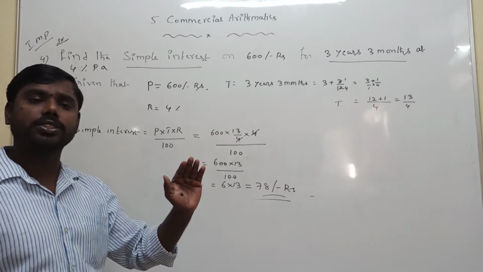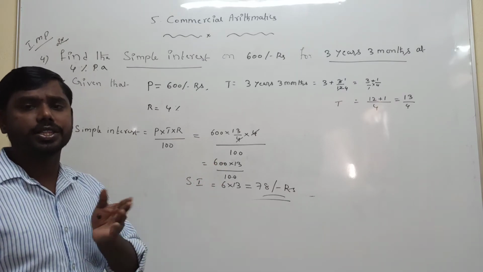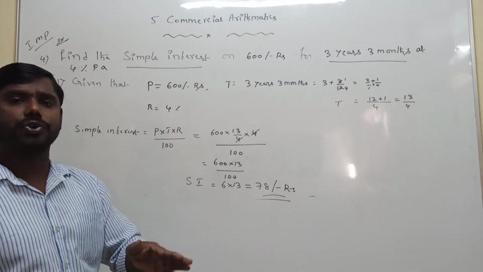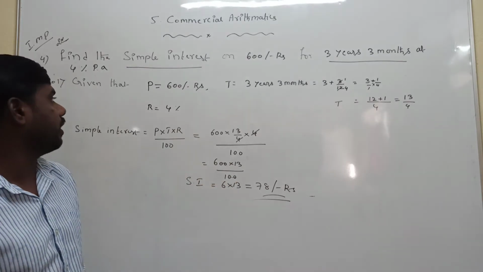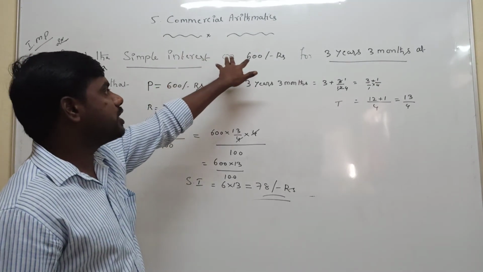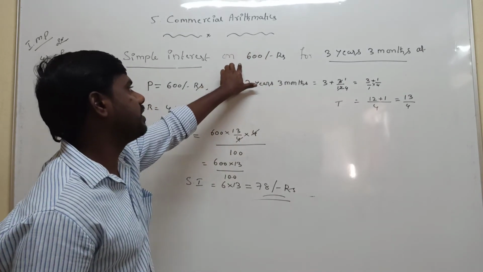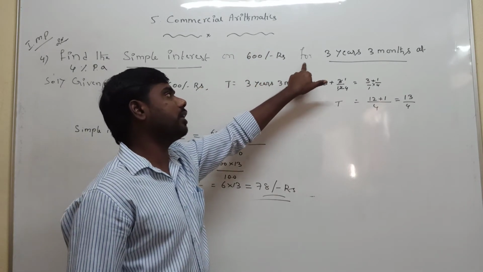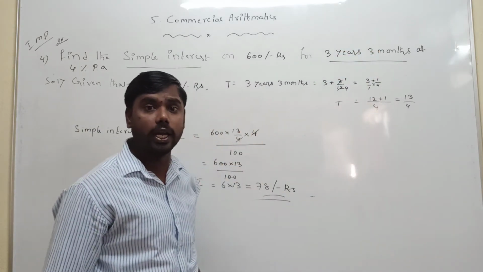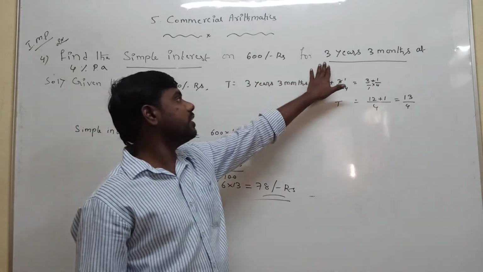Months that are given, divide by 12. Days that are given, divide by 365 days. Weeks that are given, divide by 52 weeks to convert to per year. They are asking to calculate simple interest. The principal amount given is 600 rupees, for 3 years 3 months. But we are counting only per annum, per year. That's why they have given 3 years 3 months.